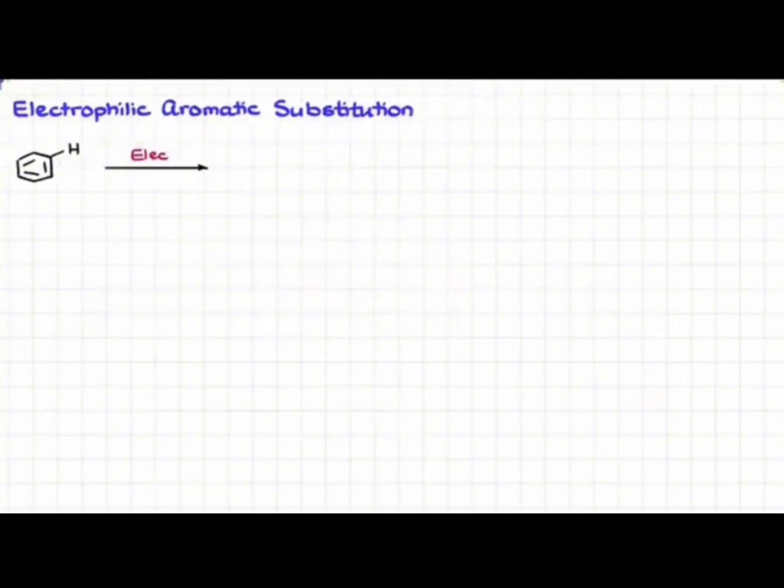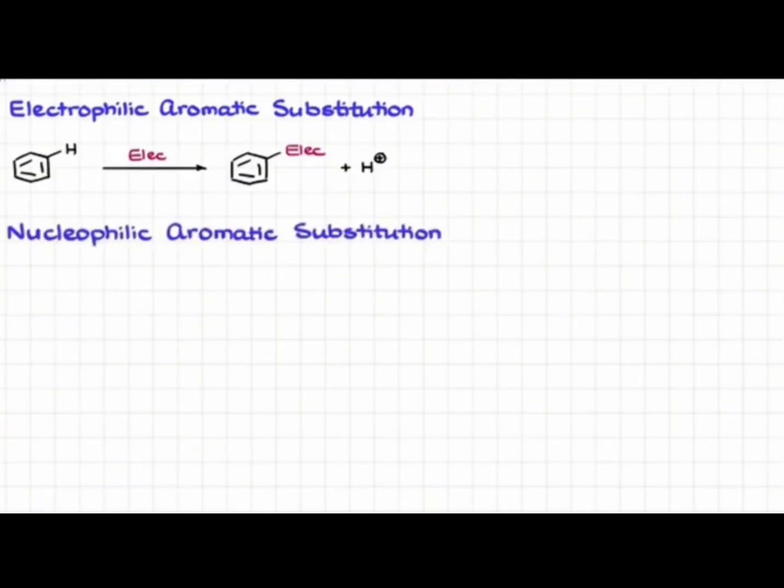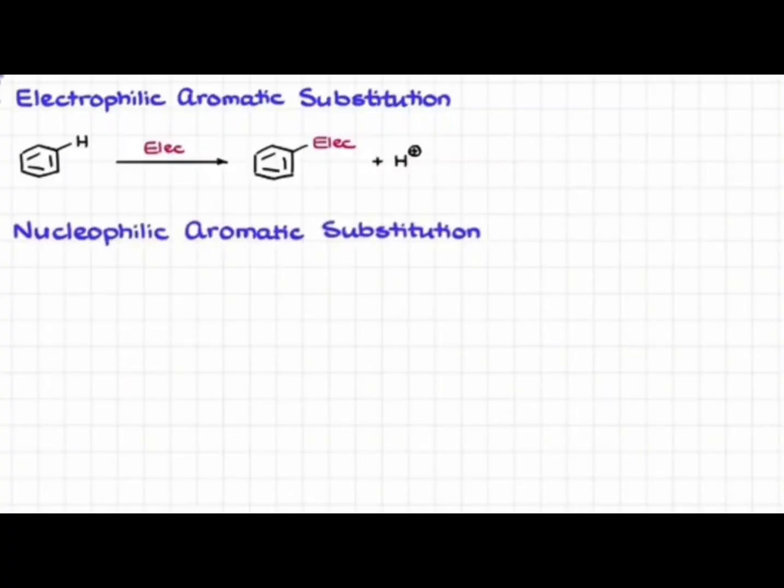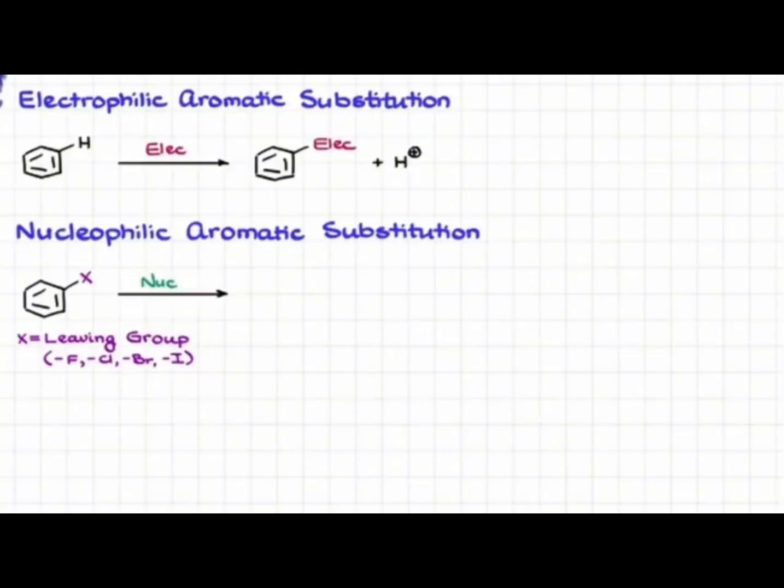So when it comes to electrophilic aromatic substitution, we are going to take the hydrogen from our molecule and replace it with some sort of electrophile. Now, on the contrary, when it comes to nucleophilic aromatic substitution, we have to have an aromatic molecule with some sort of leaving group. Typically, that leaving group is going to be some sort of halide like fluorine, chlorine, bromine, or iodine. Now, we are going to take this molecule and treat it with some sort of nucleophile. As a result, we're going to replace that leaving group with whatever nucleophile we're dealing with.